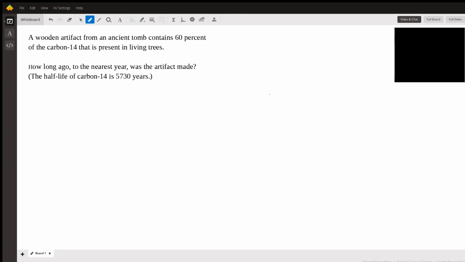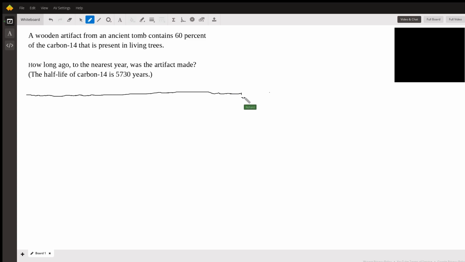This one has to do with half-life. And carbon-14 is, in fact, the method that's most often used to measure the age of something that was discovered. It could be almost anything. It could be coming out of an Egyptian tomb or something. Something exotic like that.